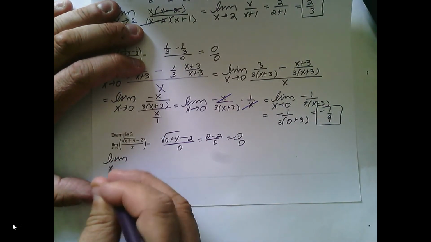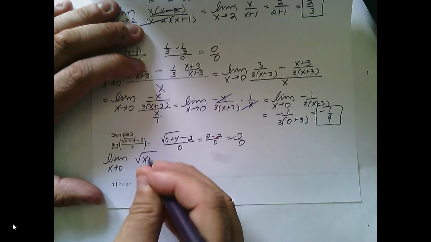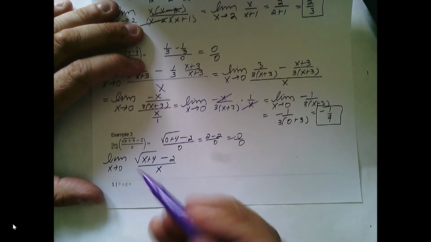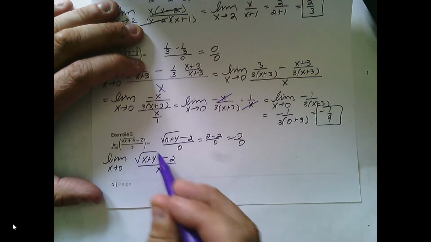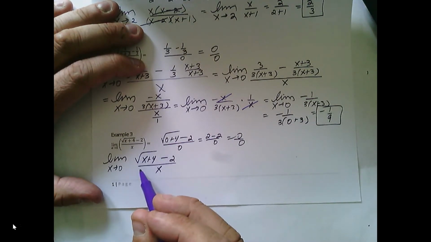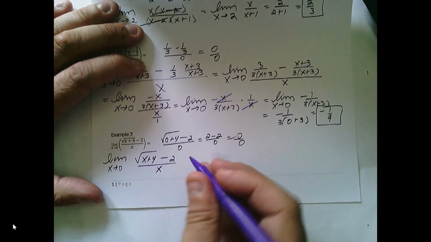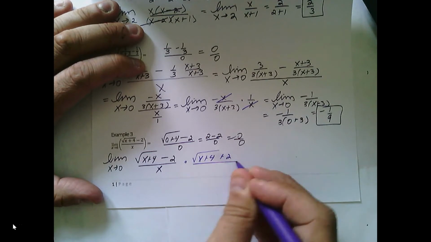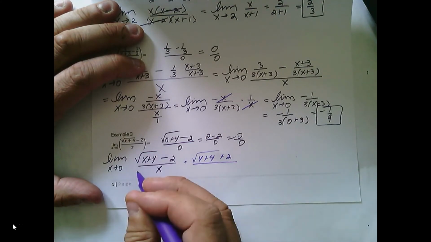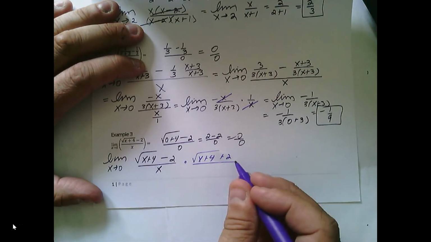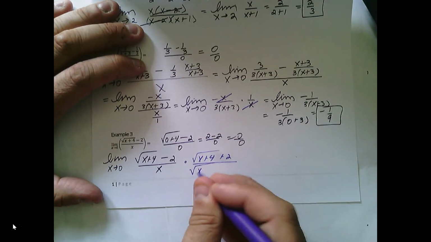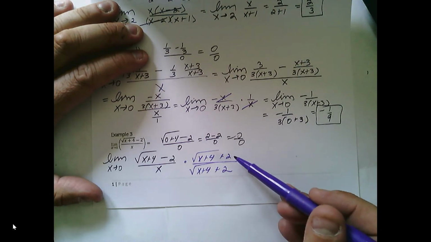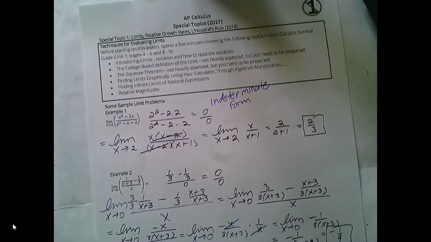Well, what's the something else? Way back in the day when we were doing this all the time, when we would see that radical, that was always a sign. What we would do is multiply by the conjugate. The conjugate is going to be this exact same expression, but instead of having a negative, you're going to have a positive. Square root of x plus 4 plus 2. Multiply in the numerator, multiply in the denominator.